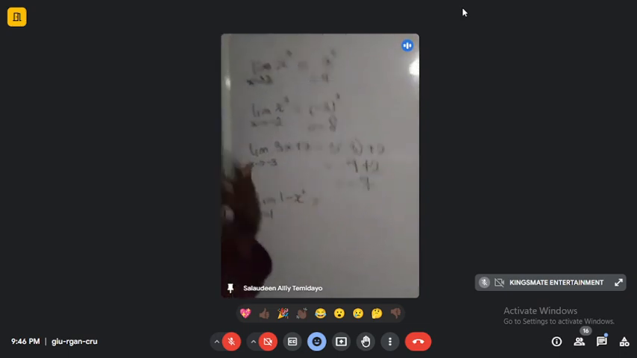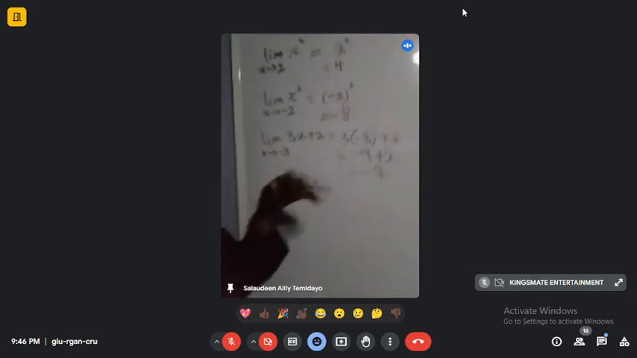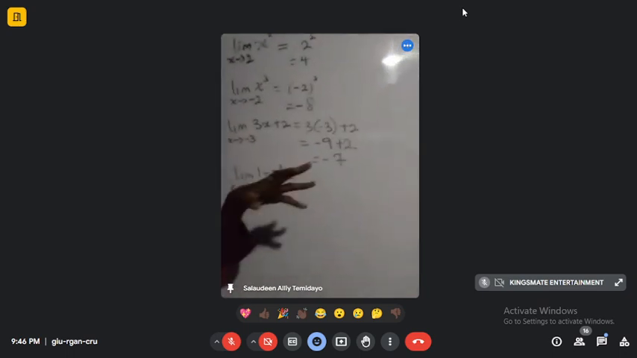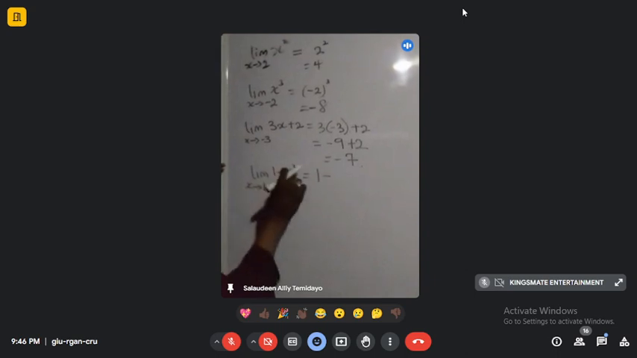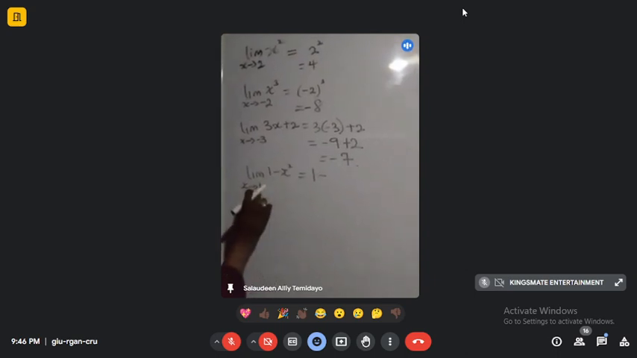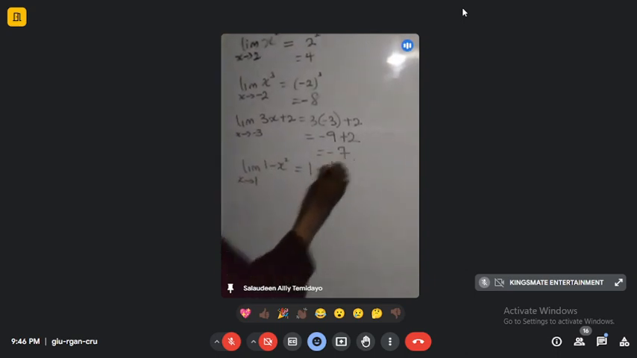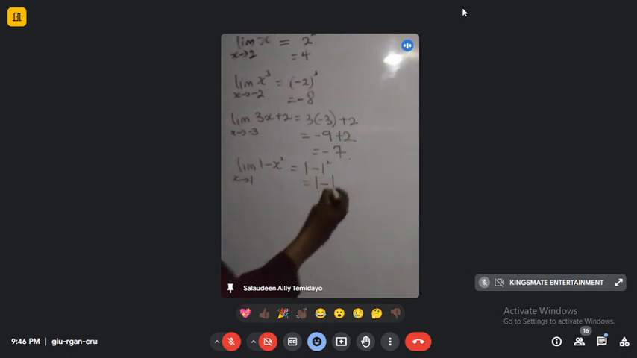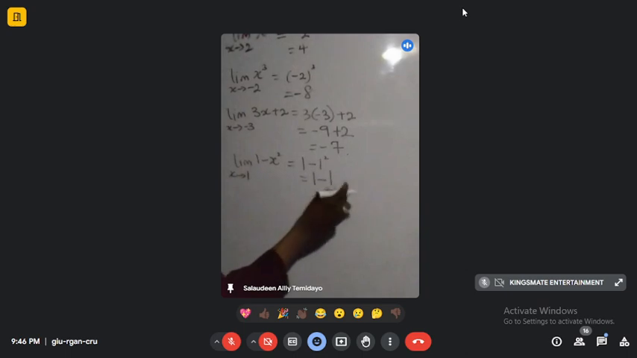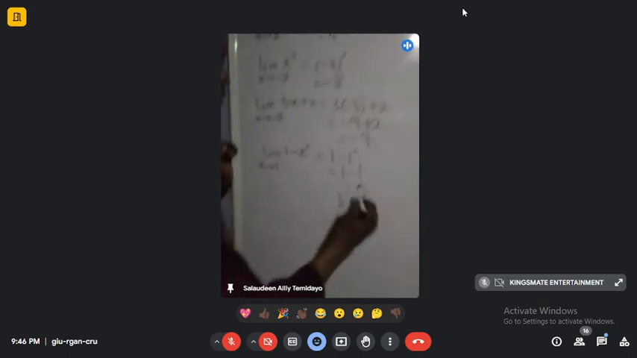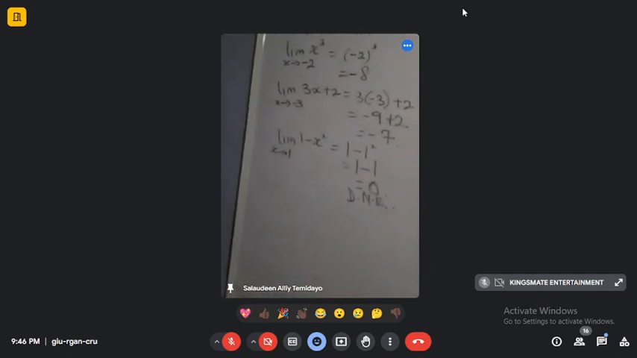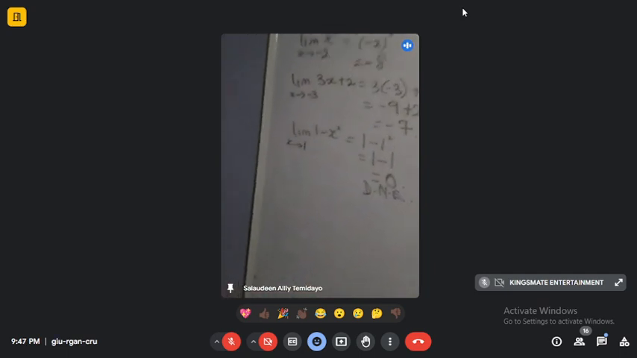If these are the process, just accept it for them. This one is going to give us 0. Now, just take 1 minus, what is the x? The limit of x to 1. So it's going to be 1 minus 1 squared. 1 squared is 1, so 1 minus 1 gives 0. So the limit is 0. That means the limit does not exist. That is the meaning.